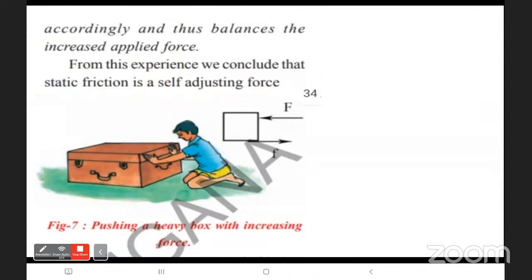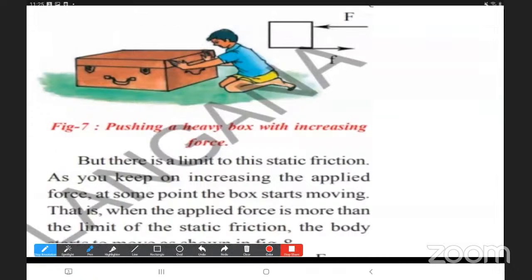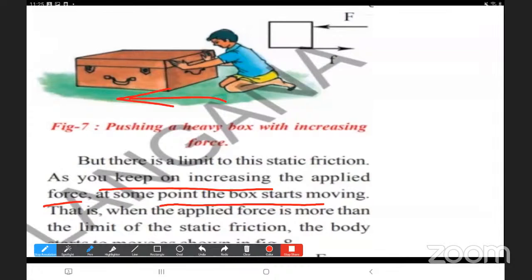But there is a limit to this static friction. As you keep on increasing the applied force, at some point the box starts moving. That is when the applied force is more than the limit of the static friction. Listen to this point very carefully. When the applied force is more than the limit of the static friction, the body starts to move.